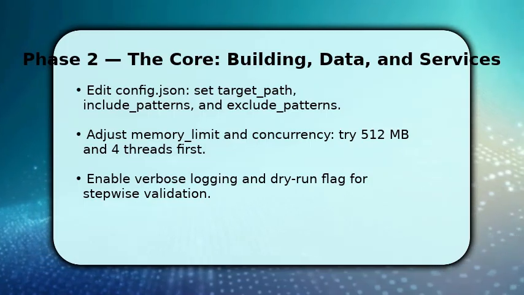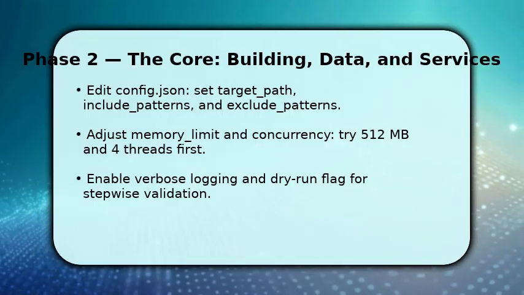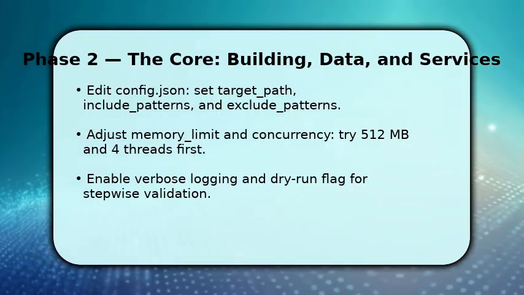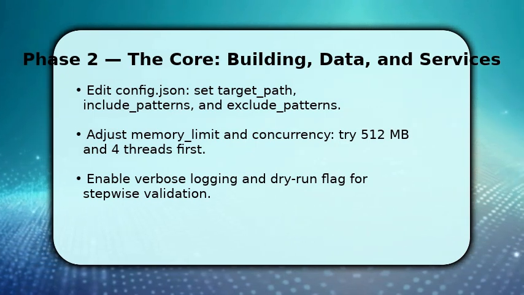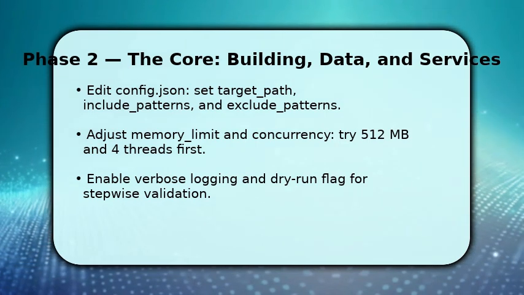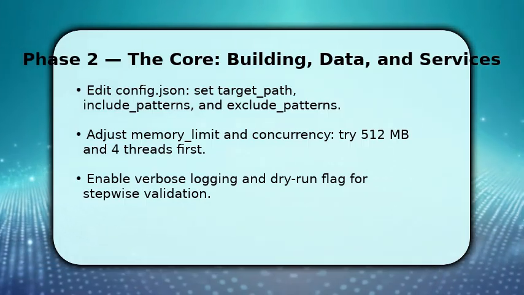Next, tune memory limit and concurrency to reasonable defaults. Start with 512 MB and 4 threads, so the process stays stable. Once configured, enable verbose logging and keep dry run active so you can inspect each simulated injection. If logs reveal mismatches, refine patterns and rerun.